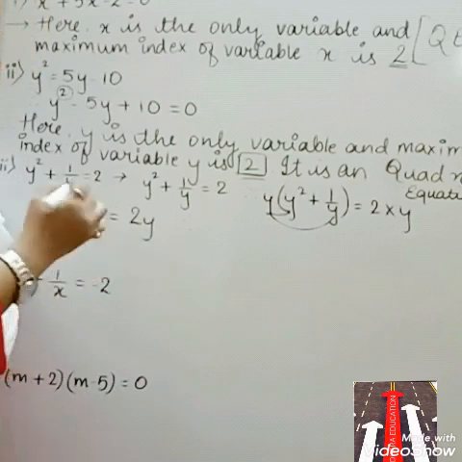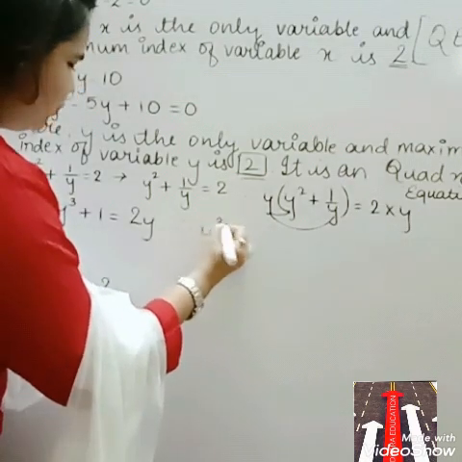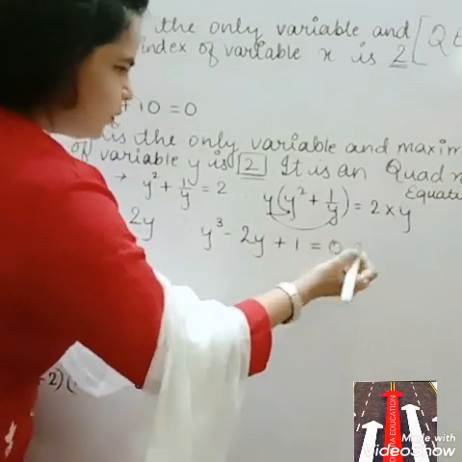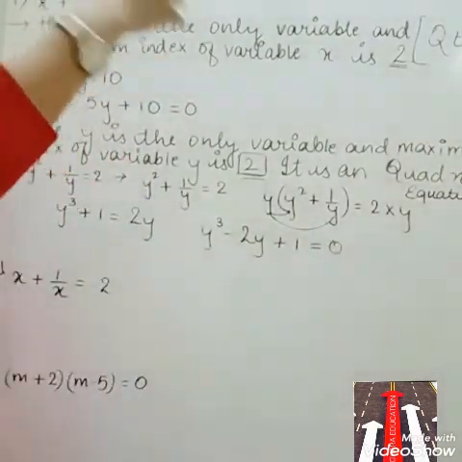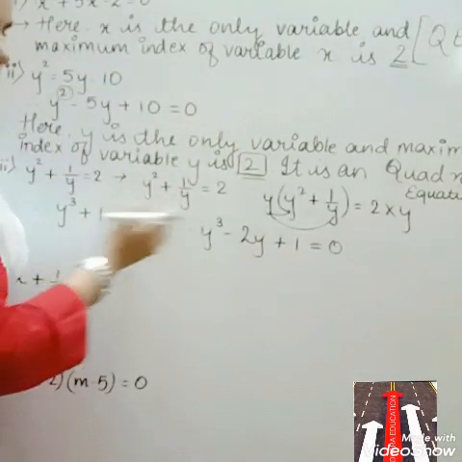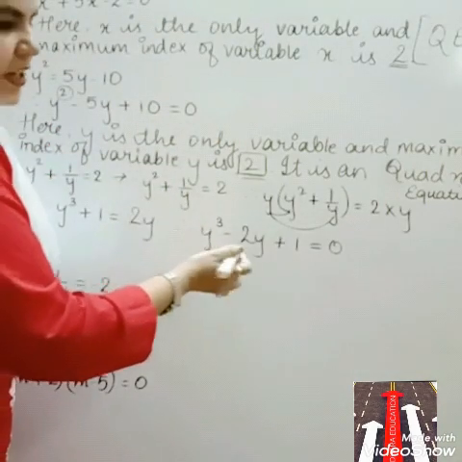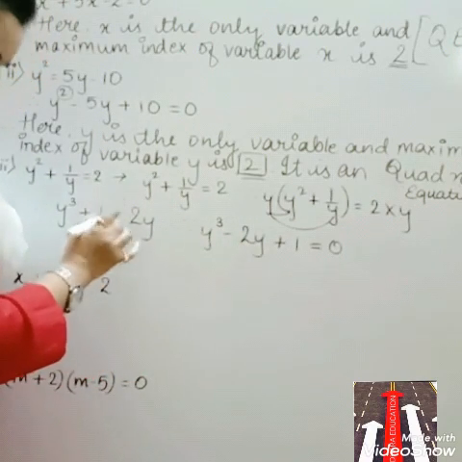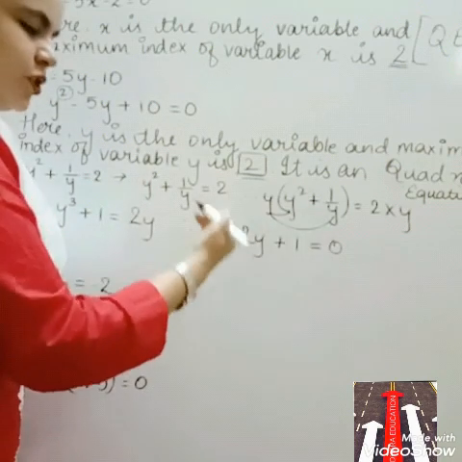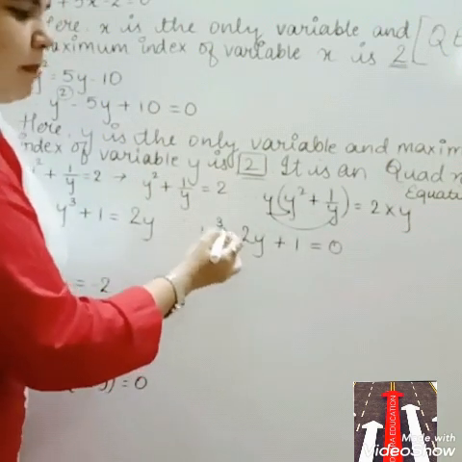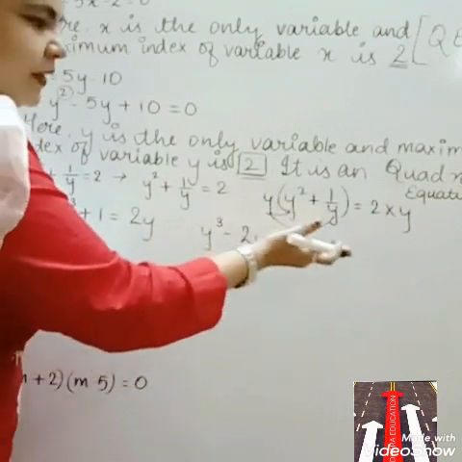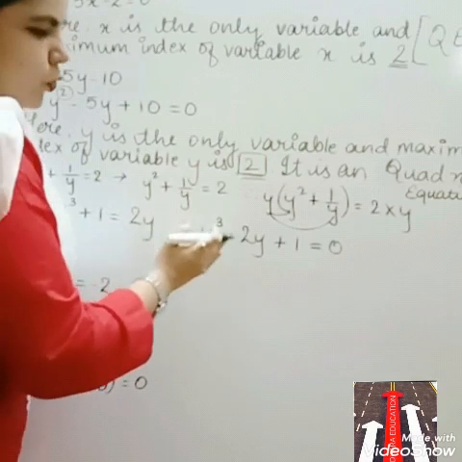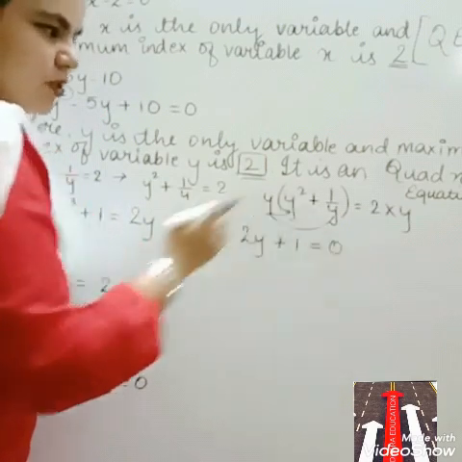If we rearrange it, y cube minus 2y plus 1 is equals to 0. As I told you in the previous sum, it is positive, but when it comes to the left hand side, it will act as a negative. So here it was plus 2y, and when it shifts to the left hand side, it will be minus 2y. So when we rearrange the equation, it will be y cube minus 2y plus 1 is equals to 0.